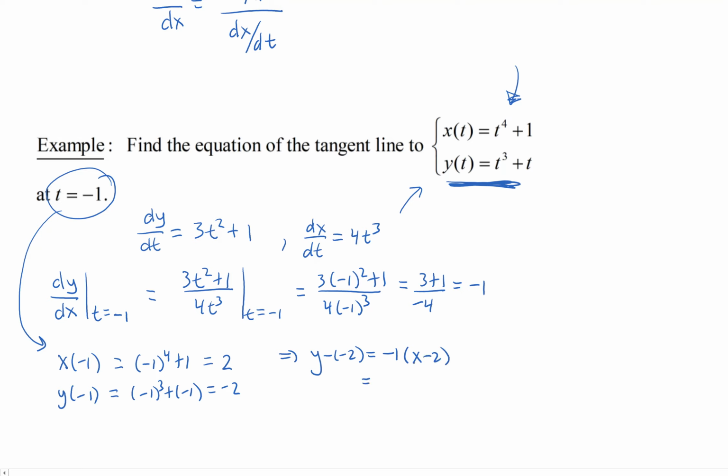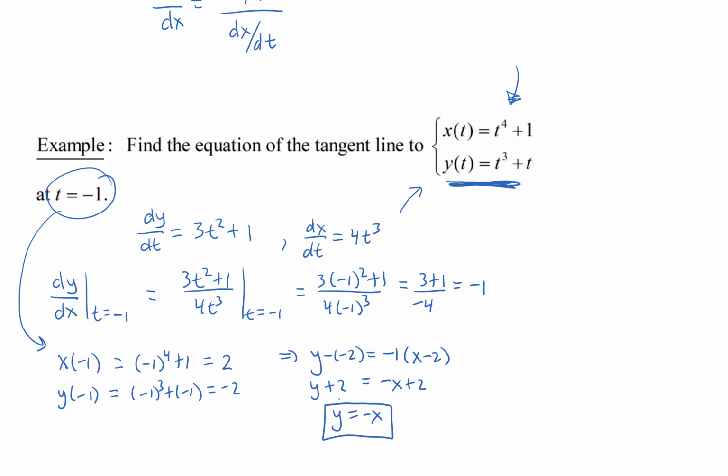And notice distributing the -1 on the right-hand side gives -x plus 2. And on the left-hand side, we have y plus 2. And if I minus 2 on both sides, guess what I get? y is equal to -x. So there you go. That is the equation of the tangent line to this particular plane curve.